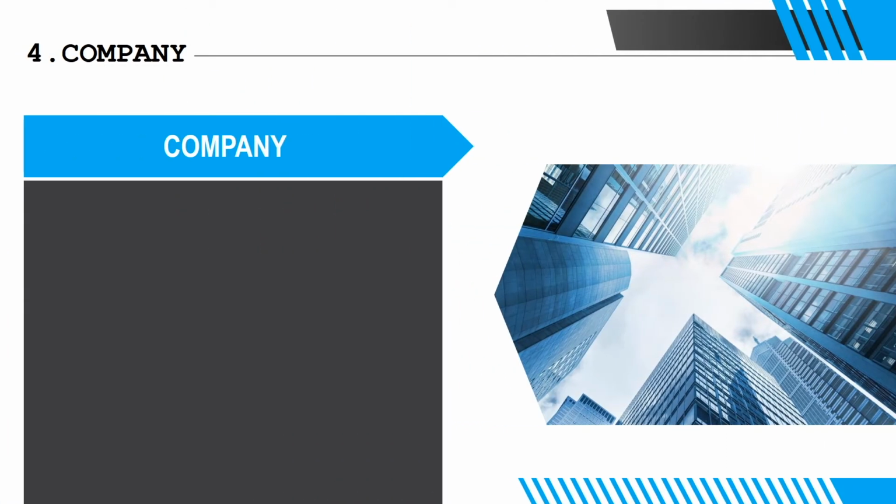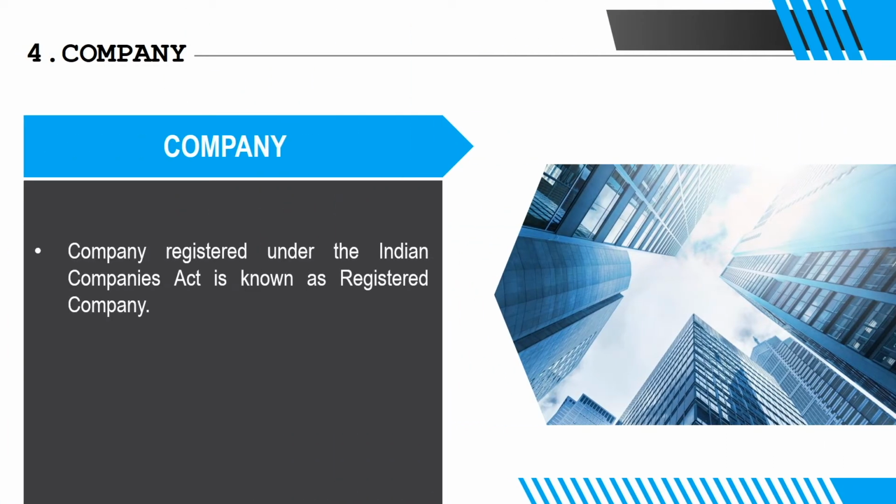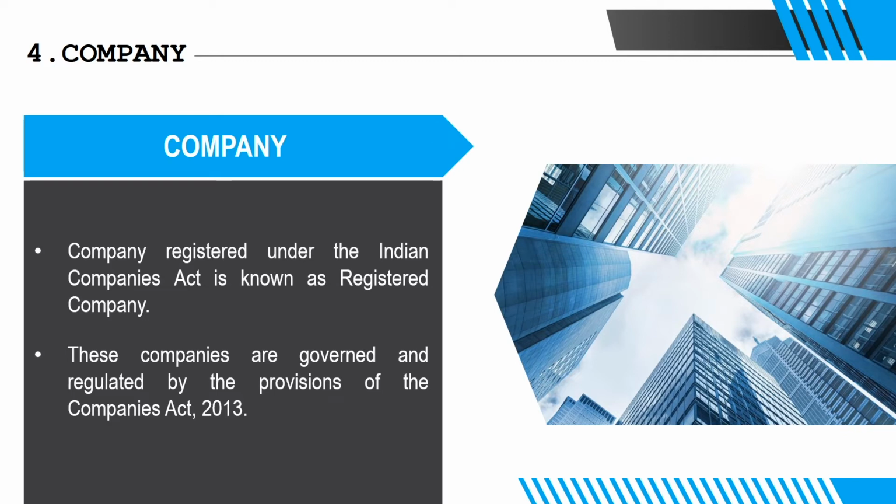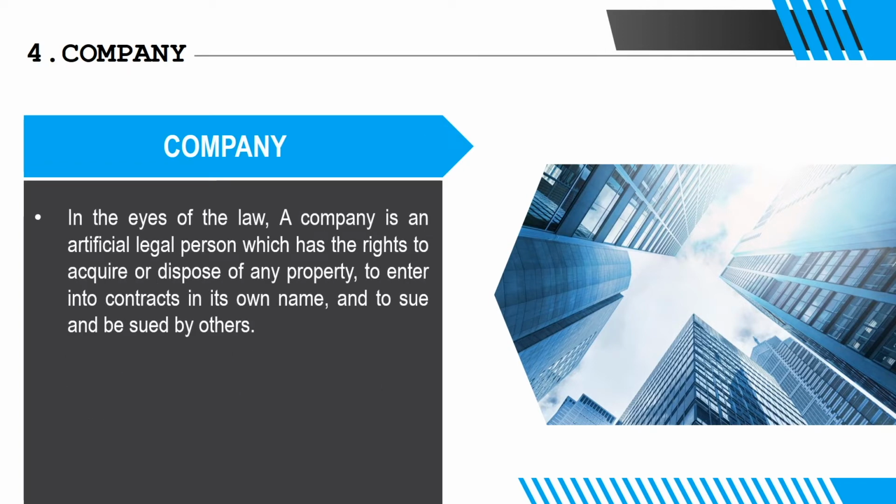Now, let us go to the last, which is a company. A company registered under the Indian Companies Act is known as a registered company. These companies are governed and regulated by the provisions of the Companies Act 2013. In the eyes of the law, a company is an artificial legal person which has the right to acquire or dispose of any property, to enter into contracts in its own name and to sue and be sued by others. A company has a distinct entity and is independent of its members or people controlling it.